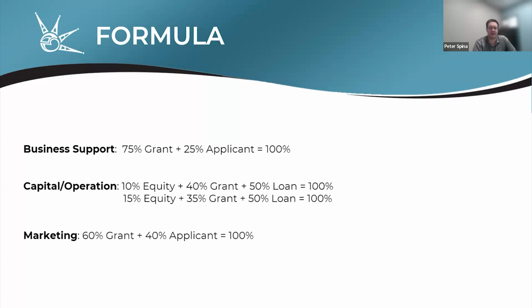And then if you are 40 or older, the equity portion just becomes 15%, with the grant of 35%, and then the loan being 50% as well. With marketing, it's a 60% grant, and the applicant just needs to put in 40%.